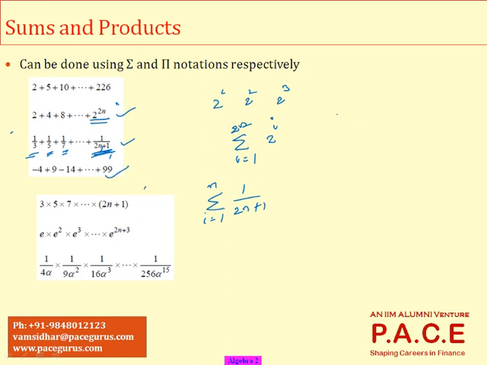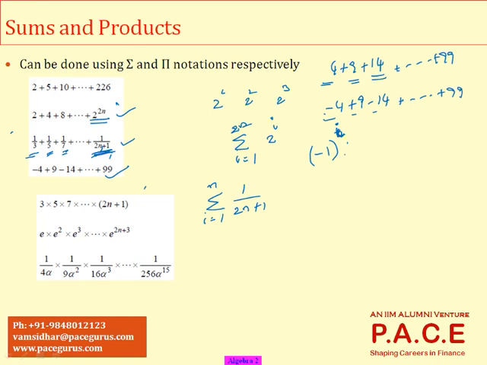Now look at this one: minus 4 plus 9 minus 14 plus so on plus 99. Okay, first thing is there is an alternate minus and plus. So whenever you see an alternate minus and plus, you should try out minus 1 to the power n, or minus 1 to the power i, because if i equal to 1 it becomes minus, if i equal to 2 it becomes plus, i equal to 3 it becomes minus. So that is one aspect here. Now if I ignore the sign, it is nothing but 4 plus 9 plus 14, because minus 1 to the power i is taking care of that, plus 99. So the first term should be 4, the second term 9, third term 14.